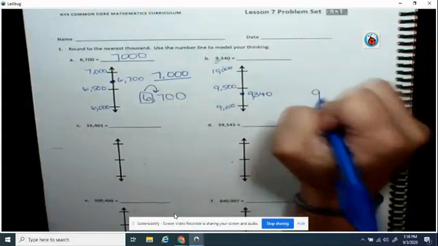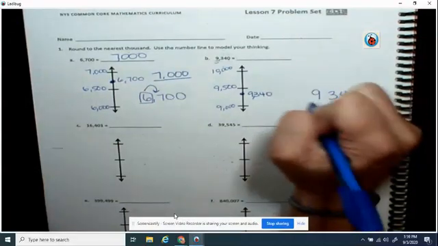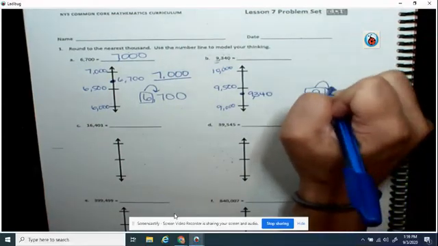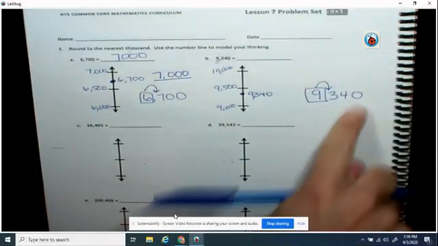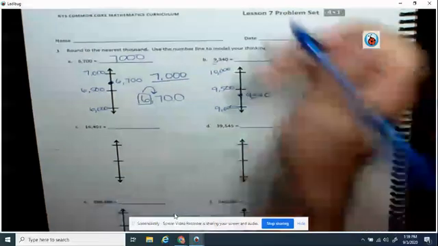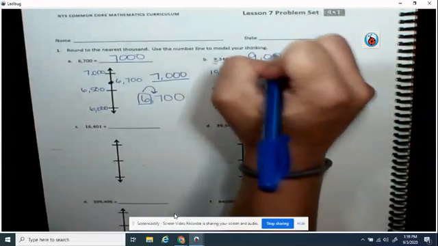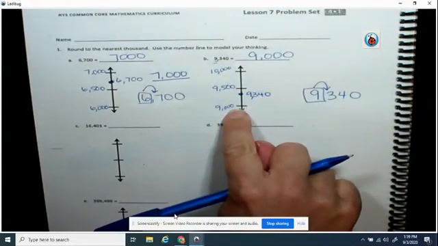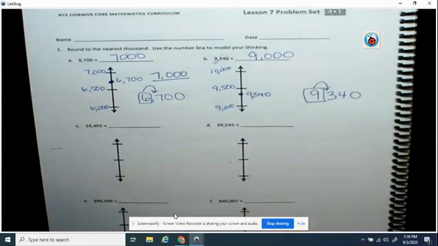So if I'm looking at 9,340 and I'm rounding it to the nearest thousand, when I look next door, it's a 3. That means I'm going to round it down. Or Miss Collins likes to say, leave it alone. We're going to round it down to 9,000. 9,340 is definitely closer to 9,000, so we're going to round it to 9,000.